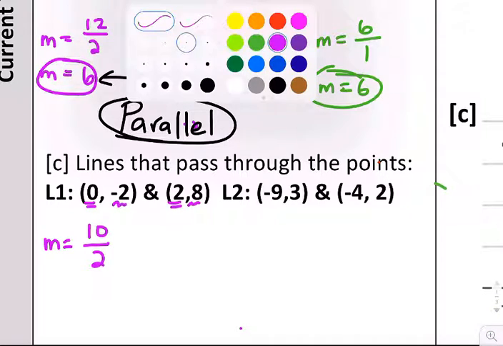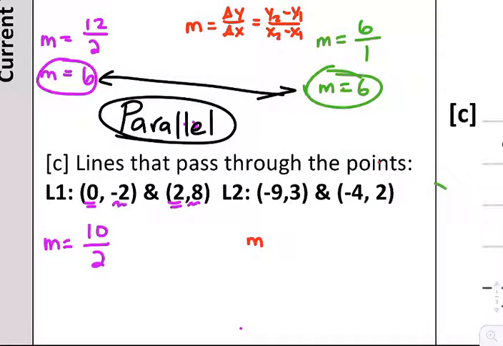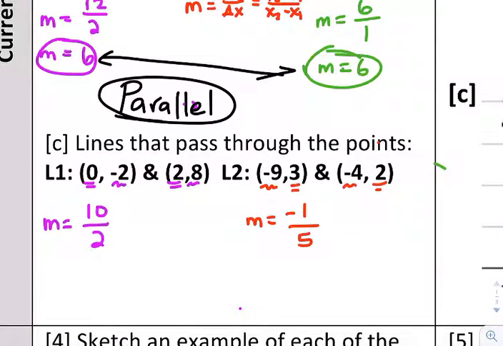We can reduce it if we need to in a minute, but let's go ahead and move on to the second one. So we have a slope going from 3 to 2. 3 to 2 is a change of -1. The x goes from -9 to -4, and so that's going to be a change of +5. So it looks like there might be nothing here, but again, we didn't reduce the first one. Let's go back and do that. 10 over 2, if we cut both of those in half, we end up with 5 over 1.